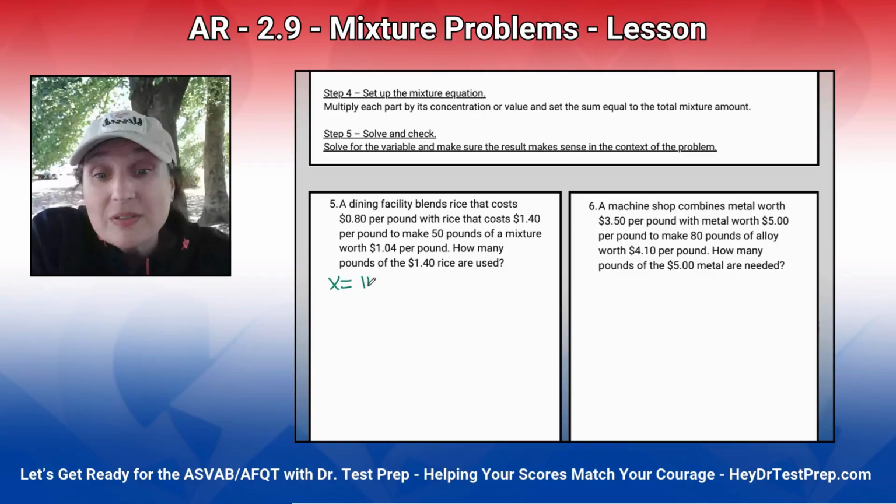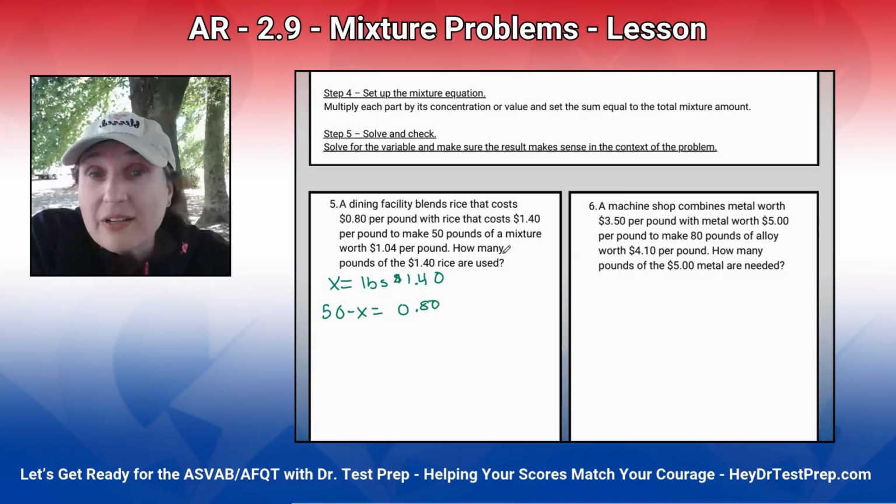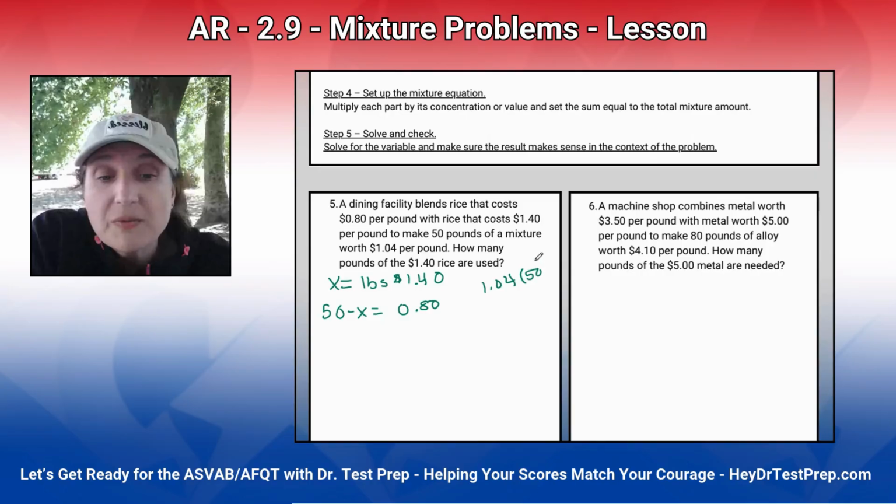So X equals the pounds for the $1.40. All together, we're doing 50 pounds. So 50 minus X tells us how much we bought for 80 cents. And all together, we want our mixture to be $1.04 for 50 pounds.